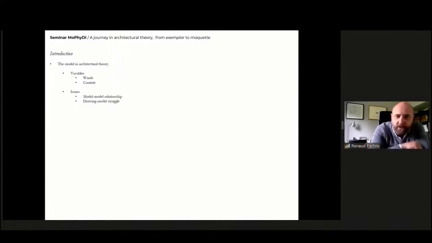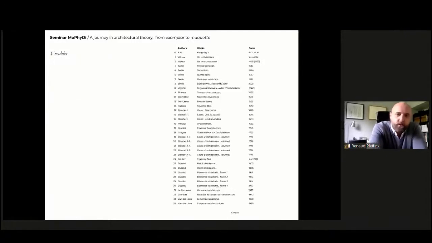My speech will be divided in two parts. In the first, I will focus on pure linguistic matters, the different words I found in our corpus that are used to refer to a model, la maquette, and the different contexts for their use. In the second part, I will draw your attention to two interesting theoretical issues, which I call the model-model relationship and the drawing-model struggle. So I shall begin with linguistic matters.